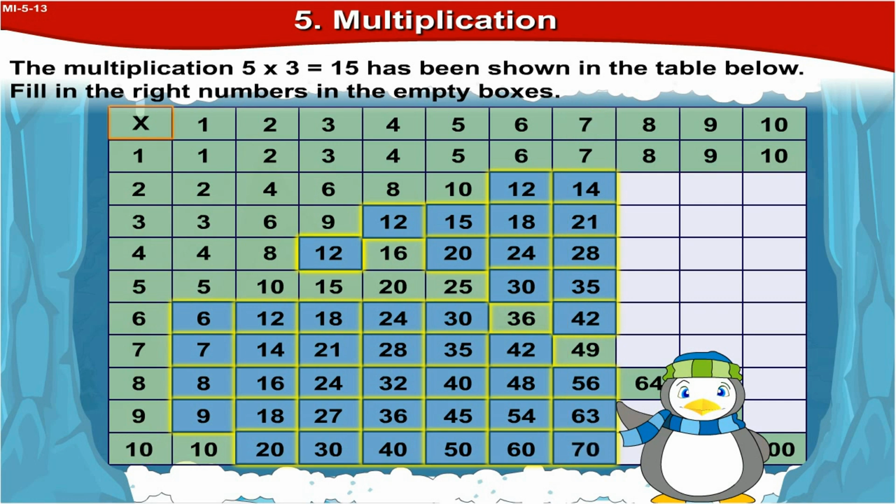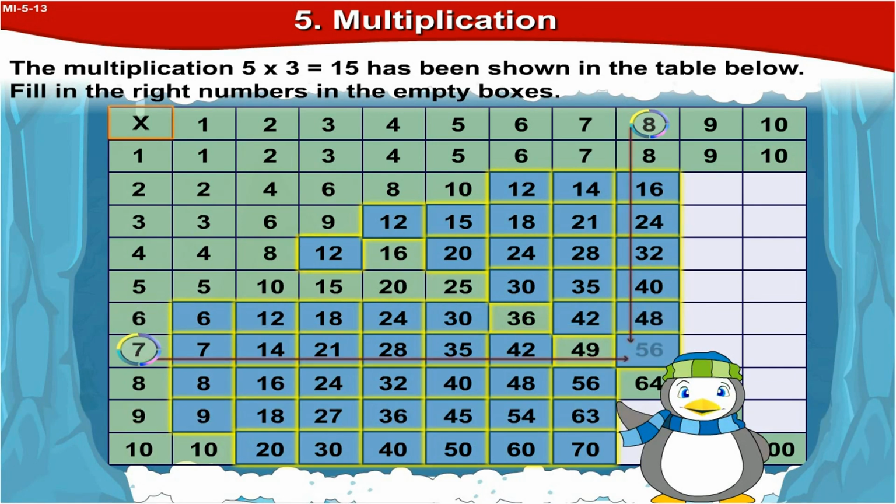In the next column, we have number 8. 8 multiplied by 2 is 16. 8 multiplied by 3 is 24. 8 multiplied by 4 is 32. 8 multiplied by 5 is 40. 8 multiplied by 6 is 48.